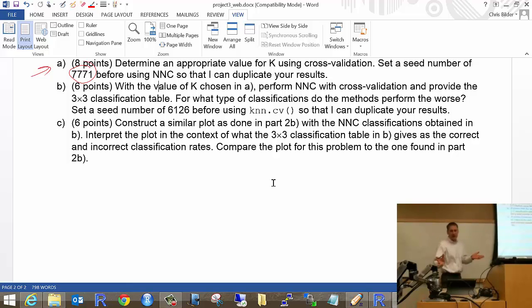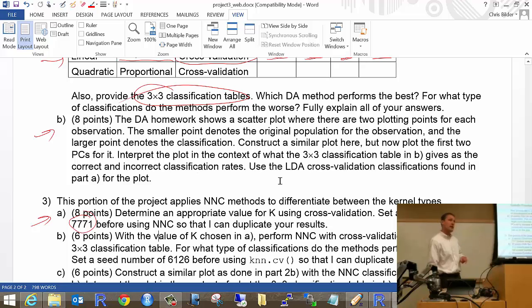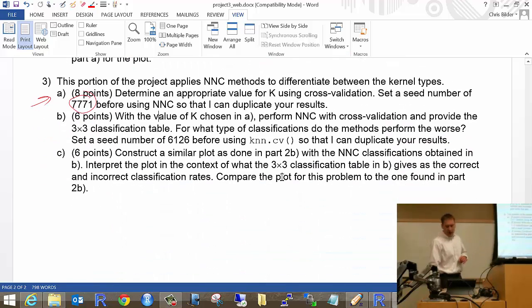Then part C, do some plots very similar to what are discussed in part B, or number 2B there, so that we can see where the correct classifications are, where the incorrect classifications are. So that's number 3. Any questions? Okay. Let's move on then to a new set of notes.